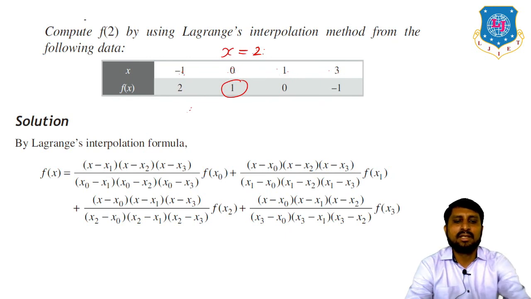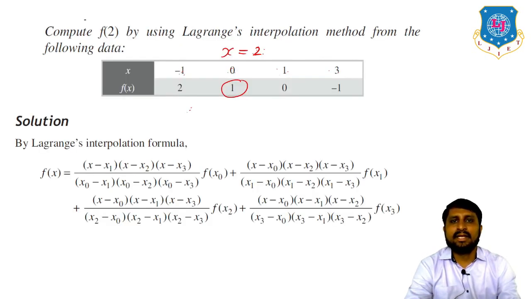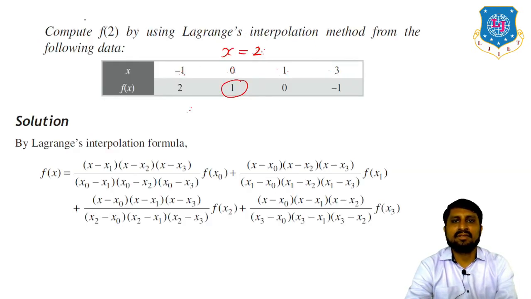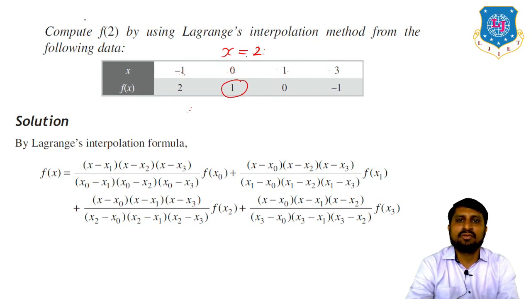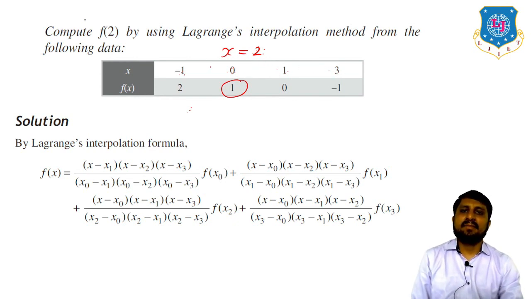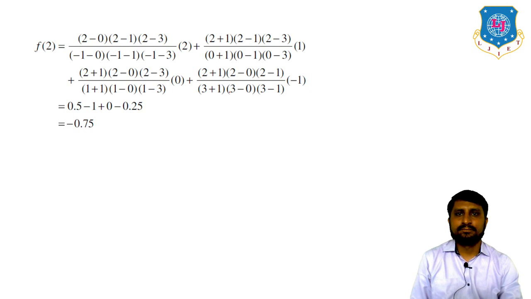So y1 is 1. Similarly, the next term is 2 plus 1, 2 minus 0, 2 minus 3. In the numerator it is 2 minus minus 1, so that's why we write 2 plus 1. So 2 plus 1, 2 minus 0, 2 minus 1. In the last term, 2 minus 3 is missing. And next is 3 minus minus 1, 3 minus 0, 3 minus 1, into minus 1. The last term is here.